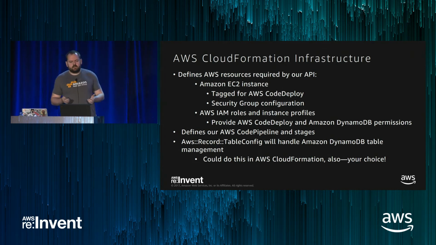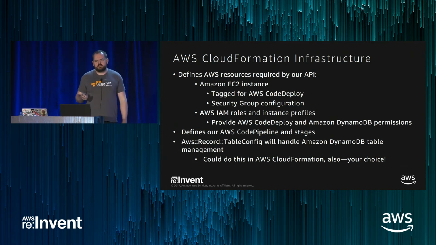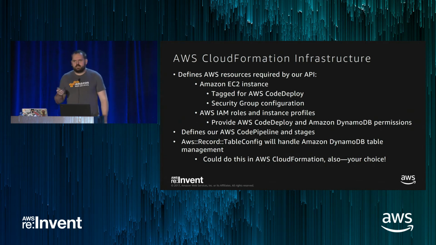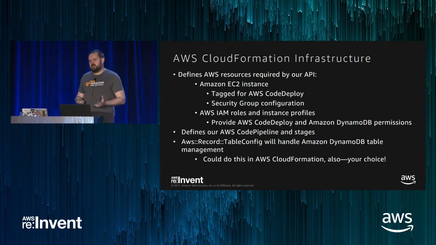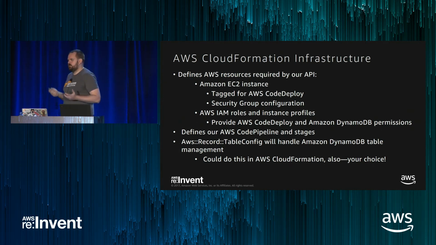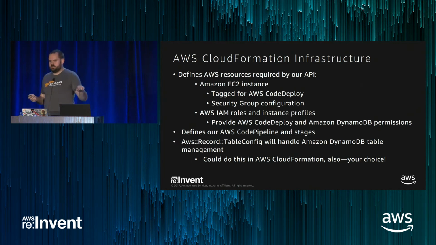We're also going to define our AWS CodePipeline in different stages. One thing that's going to be nice is we're going to try to tie this all together at the end by auto-generating an SDK for our API and running it for integration tests.